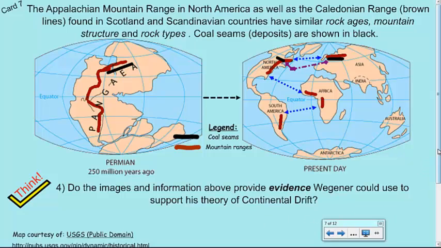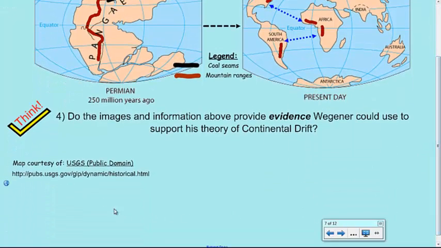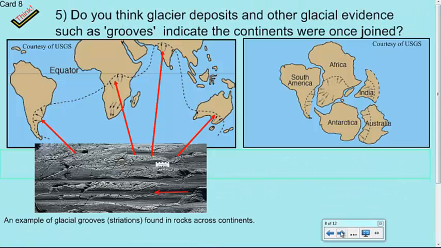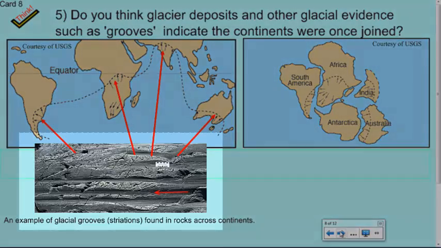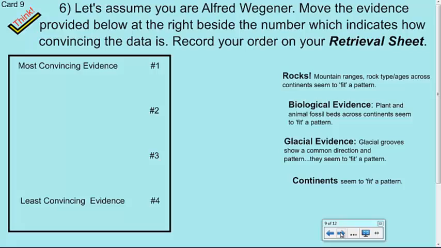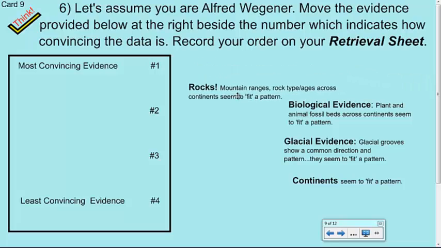In this next card, students analyze coal beds and mountain ranges, and they're checking to see if they correlate with Alfred Wegener's information. Next card after that has glacial grooves and an image of a glacial groove. And there's a think question that goes with that as well. Do they think there is evidence? In this card, students manipulate and then rank evidence according to most convincing and least convincing evidence.